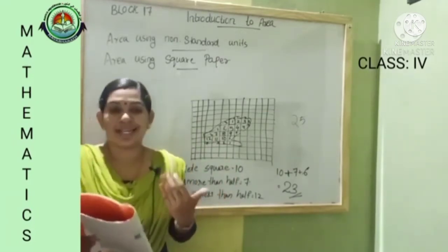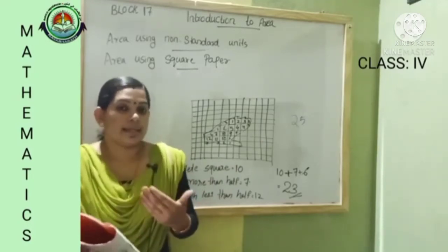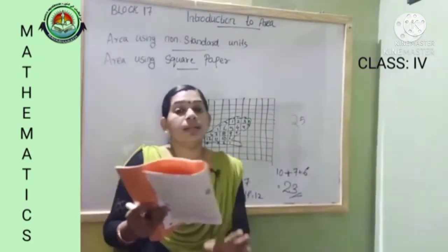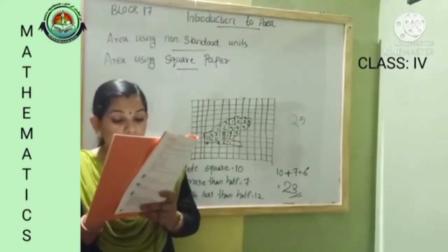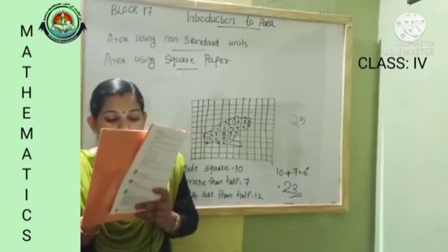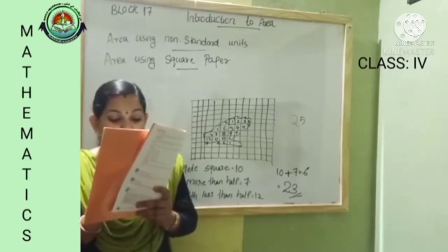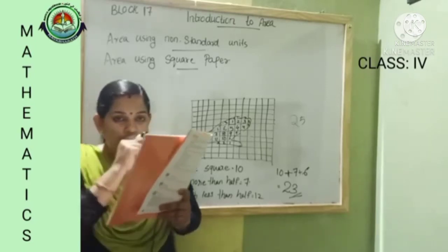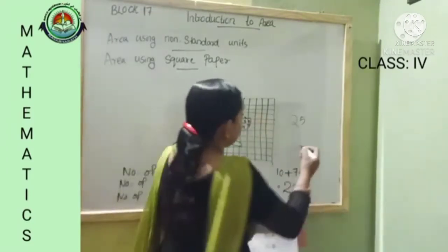Any squares with less than half square or greater than half square? No. Only complete squares. So 25 is the area of that figure. Second question, look at that. 1, 2, 3, 4, 5, 6, 7, 8, 9, 10, 11, 12, 13, 14, 15, 16, 17, 18. 18 complete squares are there.